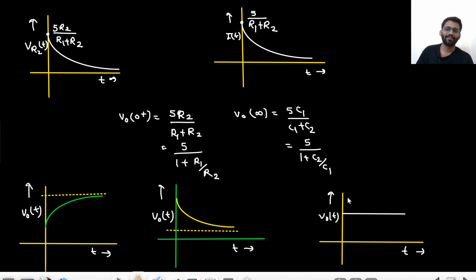This condition we clearly know, R1 C1 equals R2 C2. Because R1 C1 equals R2 C2, R1 by R2 is equal to C2 by C1. So this value and this value will be the same. So initial and final value will be the same. In this case, what will be the time constant? That is also one important thing, and the time constant will be 0 second in this case. In all the other cases, the time constant would be the same.